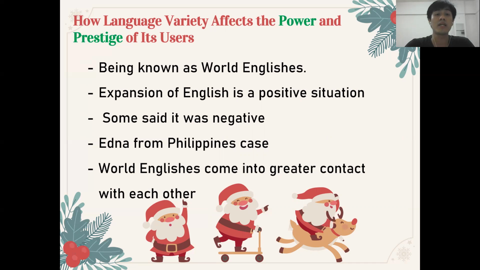But some people said that it has a negative effect because it does have advantages for the inner circle countries. For example, Edna is from the Philippines, and she was educated through English from elementary school in her home country, and she earned a doctoral degree in the USA, and she worked as an assistant professor in the USA, but she was required to submit to a test to show the lower status of her variety of English in this situation.